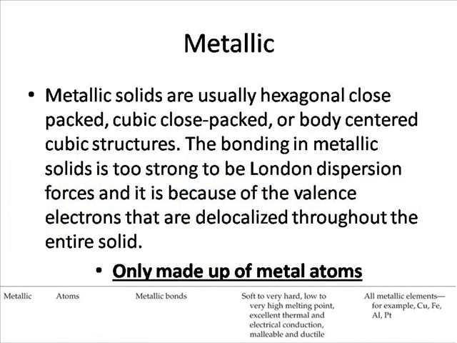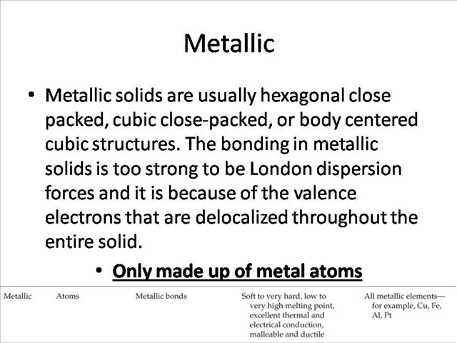Next we have metallic solids. Metallic solids are only made up of metal atoms and are usually hexagonal close-packed, cubic close-packed, or body-centered cubic structures. The bonding in metals is too strong to be due to London dispersion forces, and yet there are not enough valence electrons for ordinary covalent bonds between the atoms. The bonding is due to valence electrons that are delocalized throughout the entire solid.